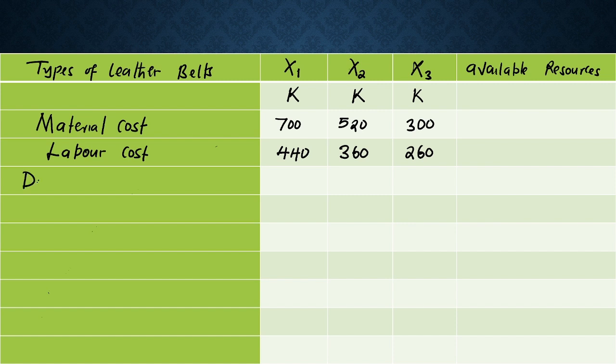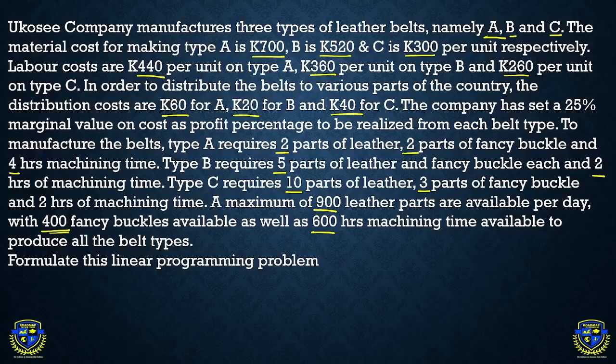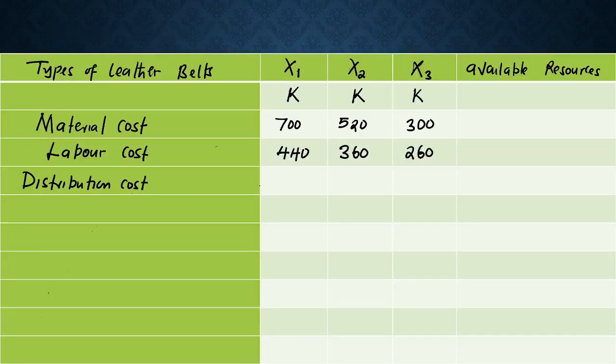Then we also had distribution costs. Distribution cost, we have a 60 for A, a 20 for B, and a 40 for C. Okay, so we have 60 here, we have a 20 there, and then we have a 40 for x sub 3.